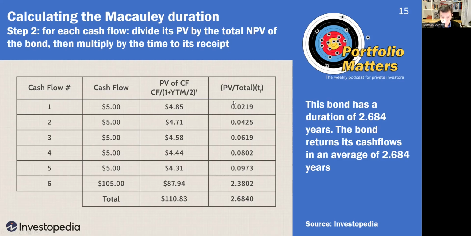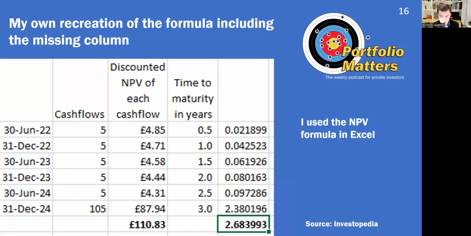In order to work out the Macaulay duration, you then need to divide the number in column 3 by the total net present value and multiply by the time to receipt of that cash flow in years. And that gives you a Macaulay duration for this bond of 2.684. Now, this is my own reproduction of the Investopedia calculation, and you'll see that I've added this extra column where the time to maturity in years is explicit.